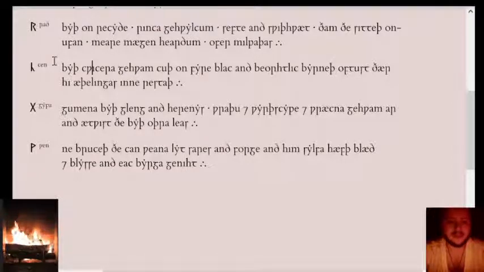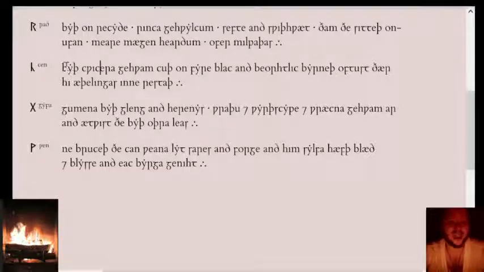So, ken bith quicera Yahwam, kuth on fira, blac and beorhtlice beorneth oftost, thar hie aethelingas inne restath. So, ken bith quicera Yahwam. Again, we have quicera Yahwam. That's another one of those genitive plural followed by Yahwam or Yahwich. So, Yahwam, each, quicera. Quick means alive. So this is like of the living. So each of the living.